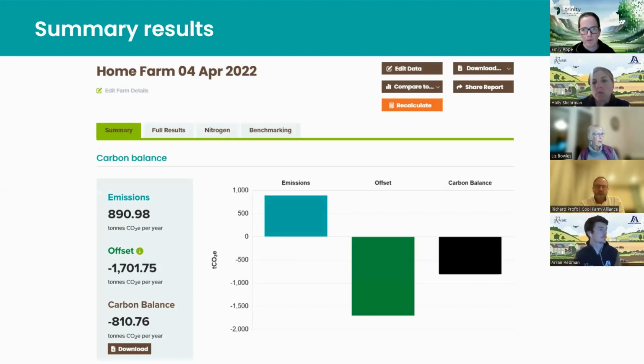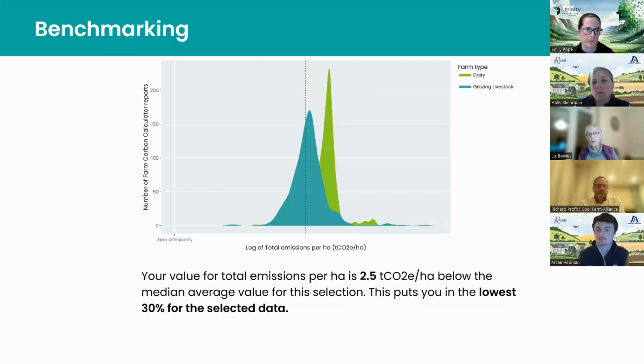Now, the final slide from this benchmarking, and I think all of us, I mean, I'm also a farmer too, we're on a journey to understand just what good looks like. And through the data we hold on our calculator, we're starting to build that information on what good looks like. So here you can see the kind of normal distribution curve for emissions per ton for dairy and for grazing livestock. And now increasingly as a farmer, you can see where your business sits within that overall continuum.